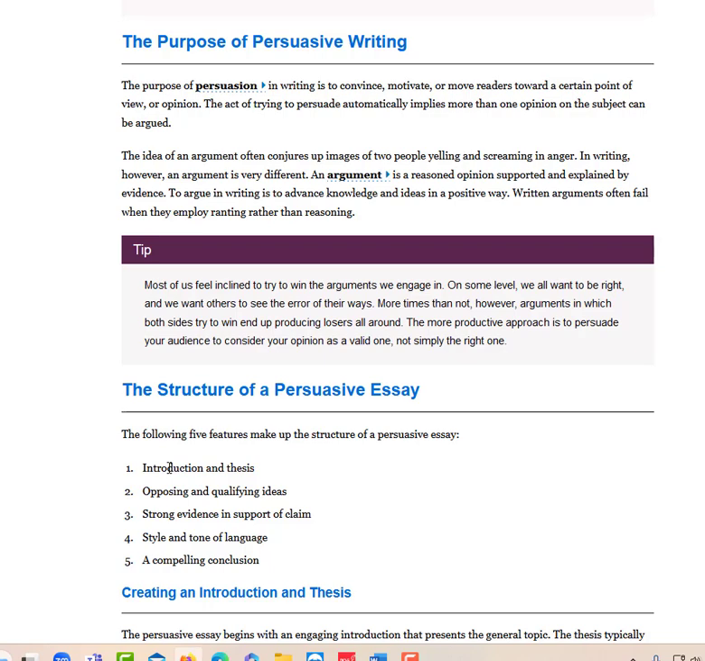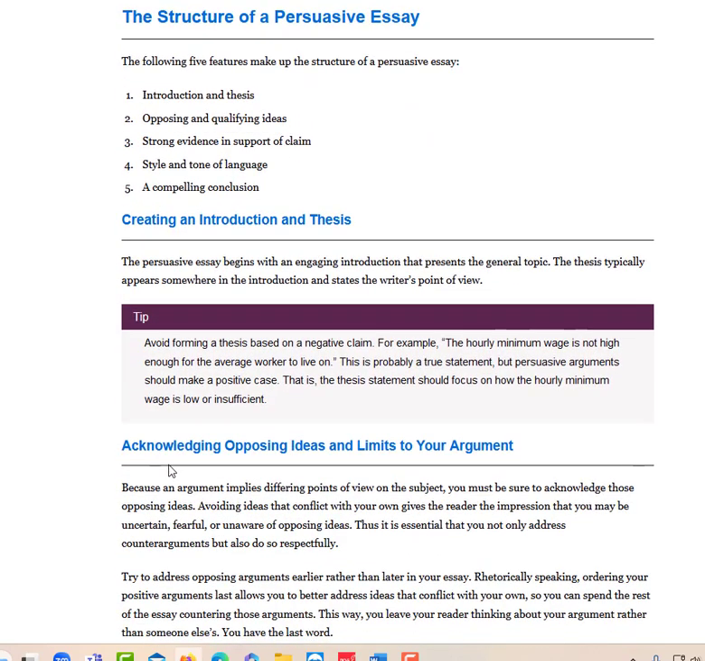The following 5 features make up the structure of a persuasive essay: introduction and thesis, opposing and qualifying ideas, strong evidence in support of claim, style and tone of language, a compelling conclusion. The persuasive essay begins with an engaging introduction that presents the general topic. The thesis typically appears somewhere in the introduction and states the writer's point of view.